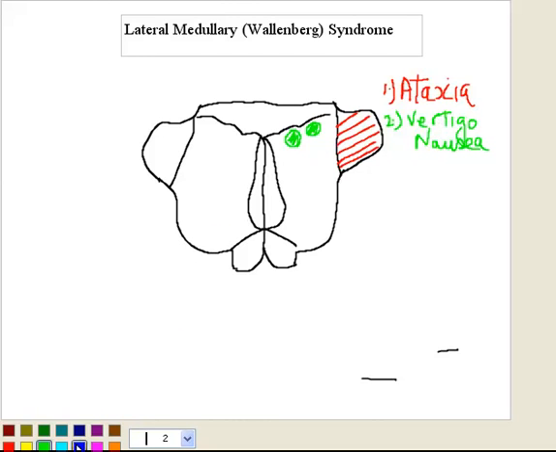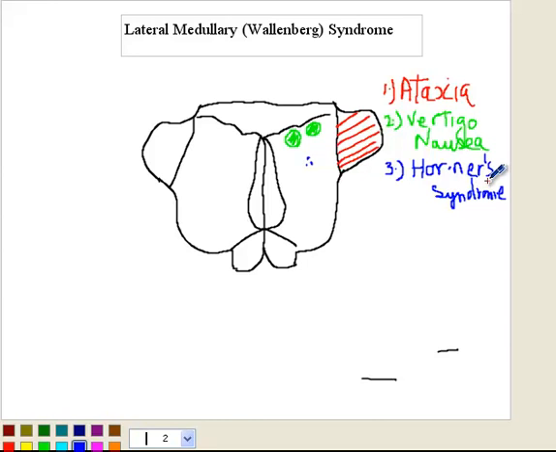Then there is involvement of the descending sympathetic fibers. So you have the descending sympathetic fibers here, and this leads to a Horner syndrome. On the same side, you have sympathetic dysfunction leading to Horner's syndrome. With the Horner syndrome, the patient gets miosis, which is a smaller size of the pupil on the affected side, and you have ptosis.